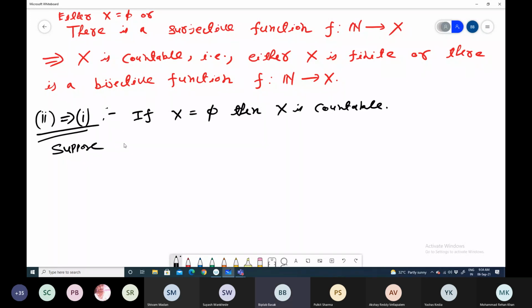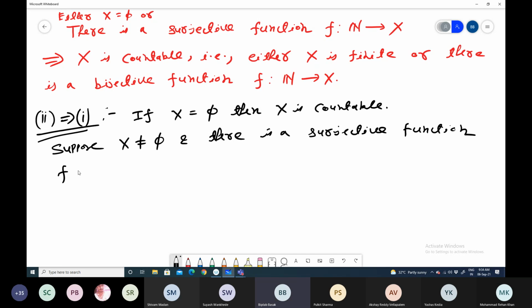Now suppose X is non-empty and there is a surjective function f onto X. Now we also have two cases: either X is finite or X is infinite. If X is finite, then again there is nothing to prove, X will be countable. But anyway, we can tackle both cases together.